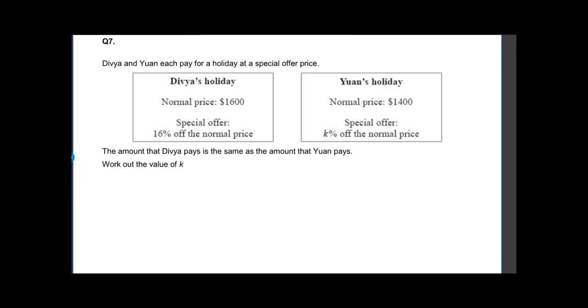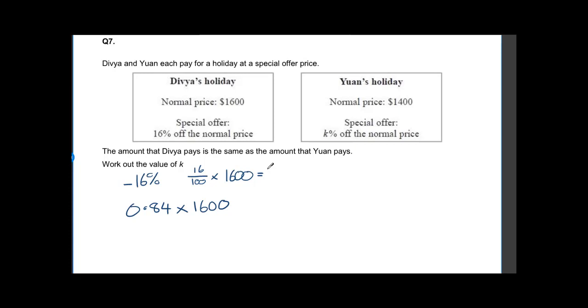Divya and Yuan each pay for a holiday at a special offer price. The amount that Divya pays is the same as the amount Yuan pays. Work out the value for K. Alright. Well, what's the amount Divya pays? She pays 16% off. So it's minus 16%, isn't it? So I'm just going to do it the easy way. So that means we have 84% left, which is 0.84 times 1600. Or else find 16% of this, you know, 16 over 100 times 1600.